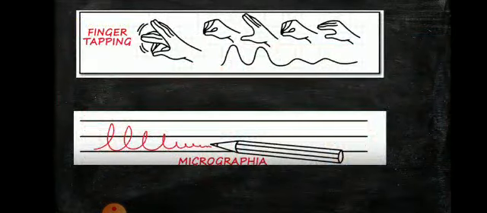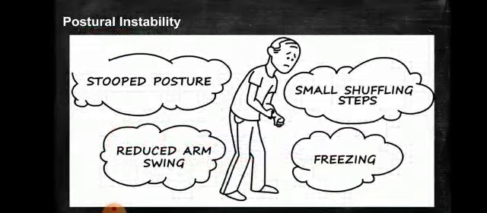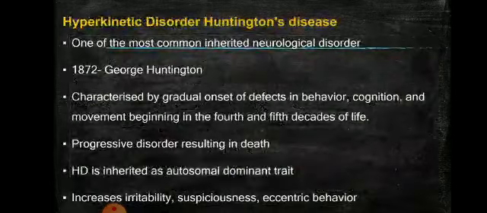So you can see the finger tapping, micrographia, all these are features. Postural instability is there, stooped posture. There's no arm swinging when the person is walking, small shuffling short steps, freezing, all these are features.